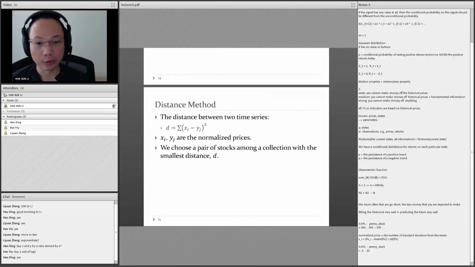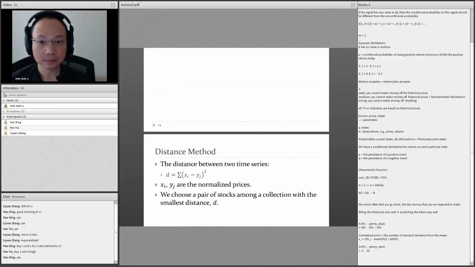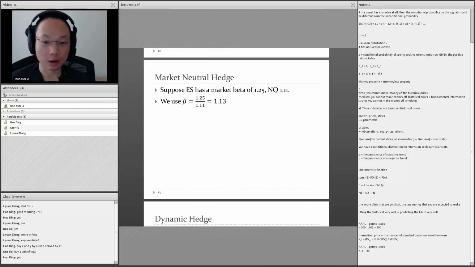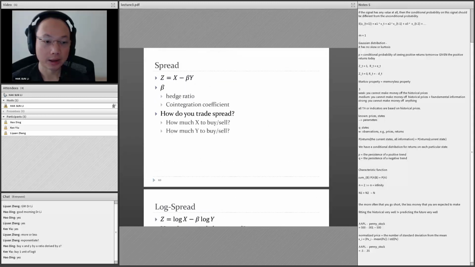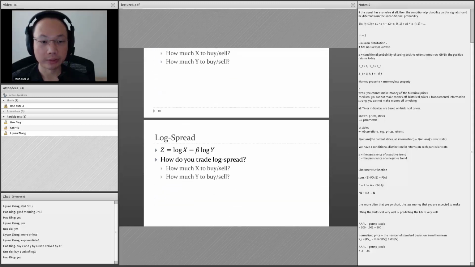Another way to do it is we can use the log of prices, like in the log spread. So we can use the log of the prices, and to some extent we remove the scale as well.